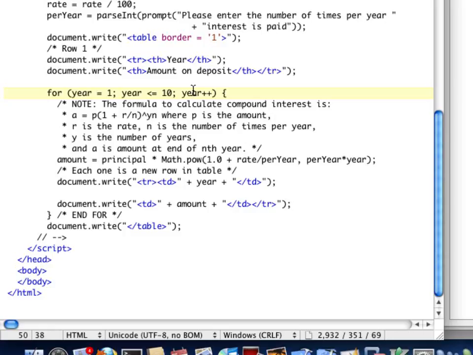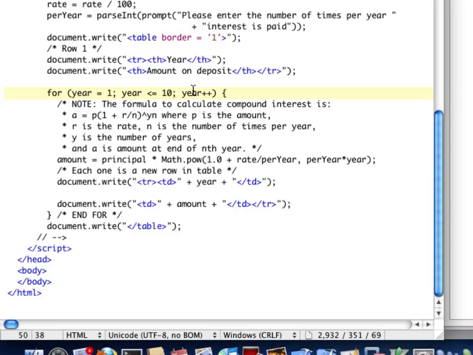So when we reach the end of this loop, it comes back up here. It does year plus plus. What does year plus plus stand for? Scott? Yeah, it adds 1 to the year. It stands for year is equal to year plus 1. So it does that change, and then it goes ahead and it runs through again. It checks against this condition right here. If this condition is true, it will run through this loop again.